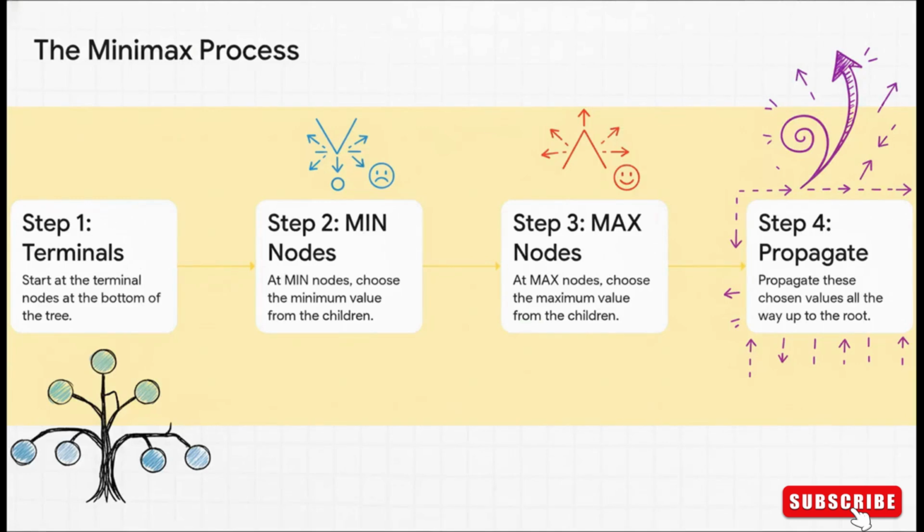The logic here is actually super straightforward. We're going to start at the bottom and just work our way up. Min players will always pick the smallest value they can get. And max players, you guessed it, they always pick the largest. We just keep passing these choices all the way back up to the top.